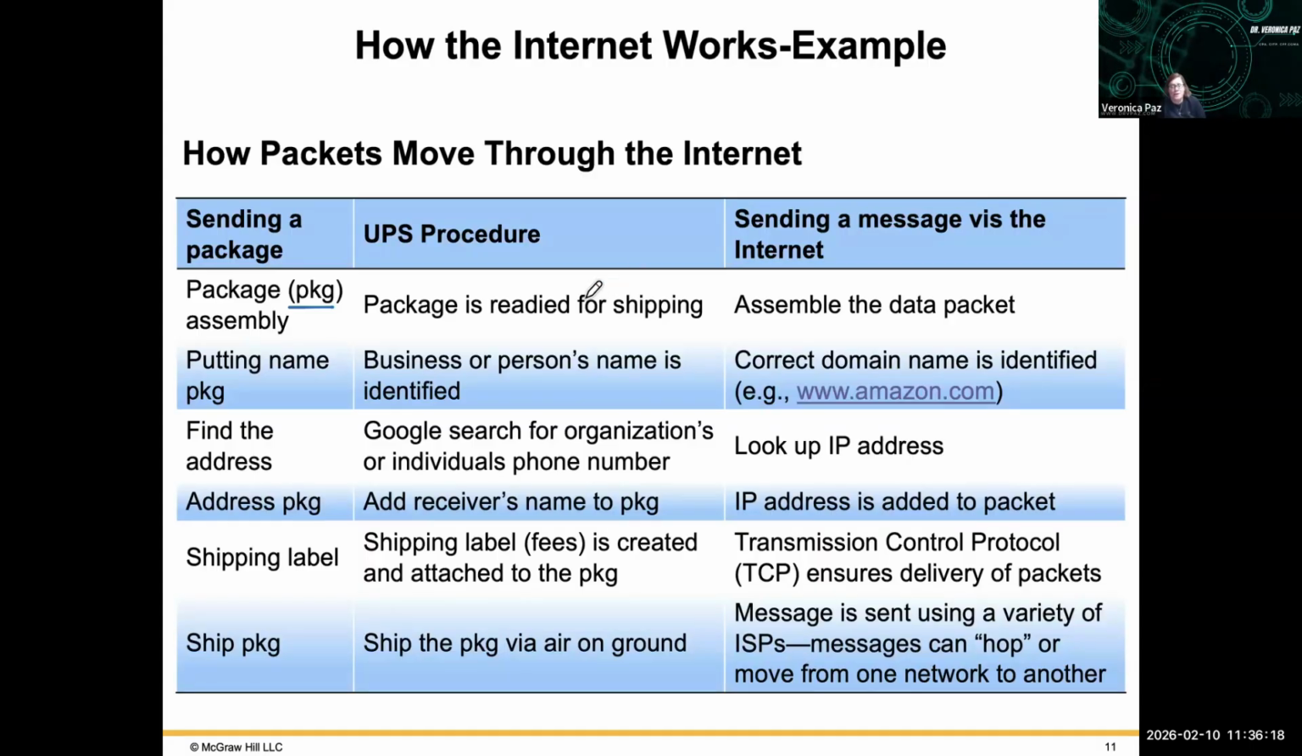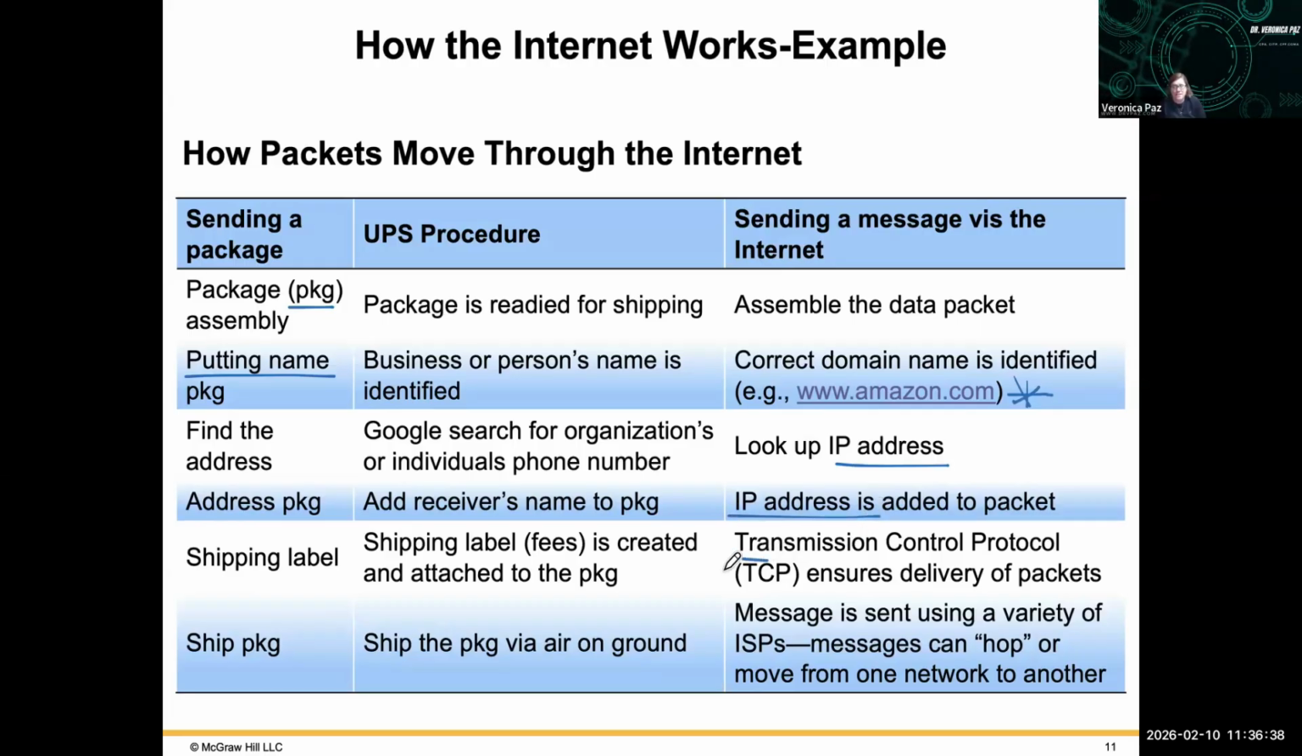So a package is ready for shipment, and basically then you have a name on the package, which is the name of the business, in this case, Amazon. Amazon, one of my favorites. That's the way I shop. Then you have a Google search for the phone number. You could look at the IP address. Then you have the IP addresses added to the package.